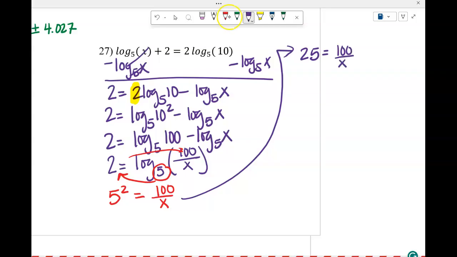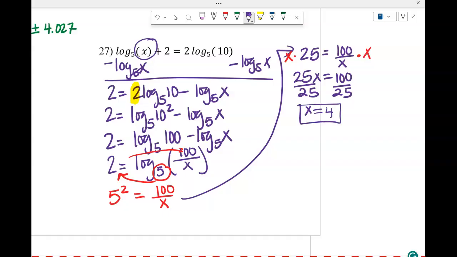Okay, x is in the denominator, so we have to multiply both sides by x. So 25x, guys, equals 100. Divide both sides by 25. x is going to turn out to be 4. Now if we look at our original question, there's only one x location, and if we plug 4 in there, that is positive. Therefore, we can just box that up.